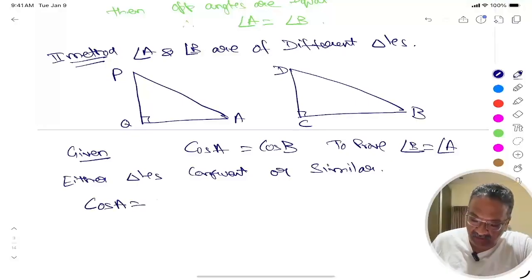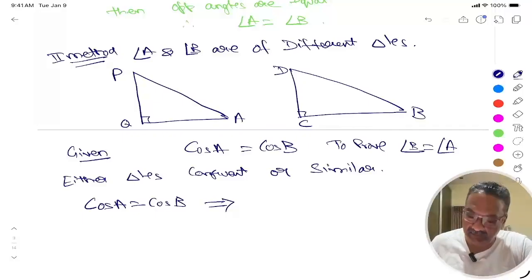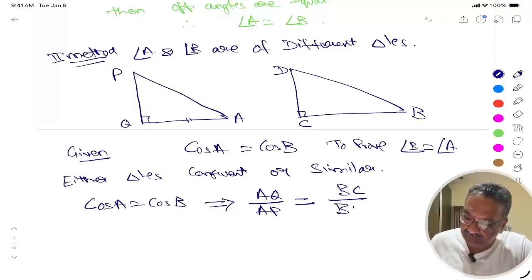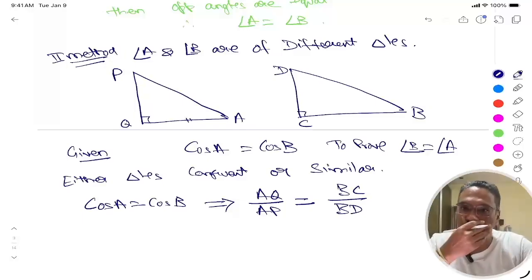cos A is equal to cos B. What does this mean? What is cos A in triangle AQP? The formula for cos is adjacent by hypotenuse. So adjacent of A is AQ, so AQ by AP, which is the hypotenuse. Correct? Is equal to, in this triangle, what is adjacent? BC by BD, which is the hypotenuse.